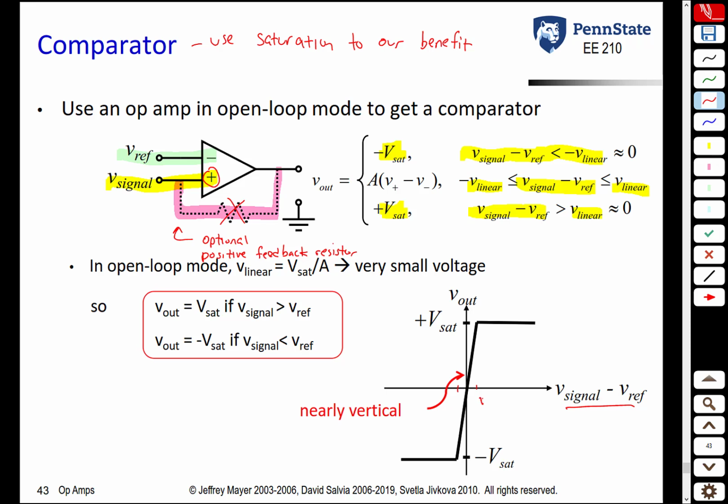So V linear is there, and this is going to be negative V linear. Remember, in open loop mode, what is V linear? It's just the saturation voltage divided by the open loop gain A. Since the open loop gain A is very large, this V linear is going to be extremely small. And that means that this region here is extremely narrow.